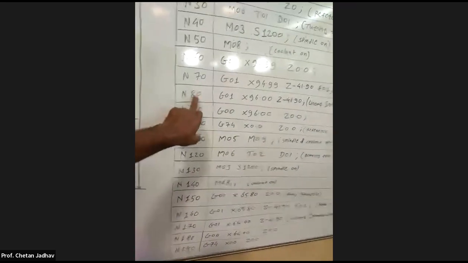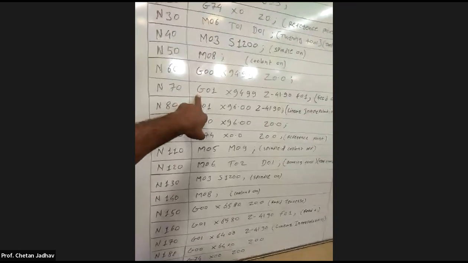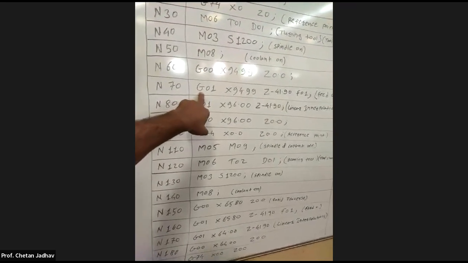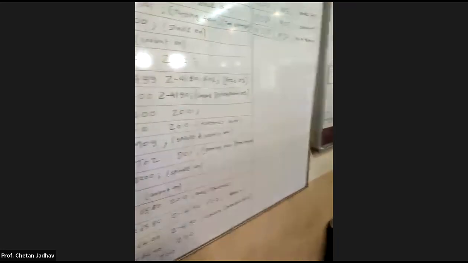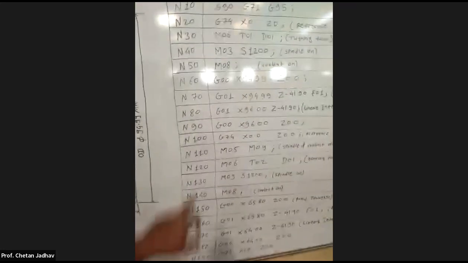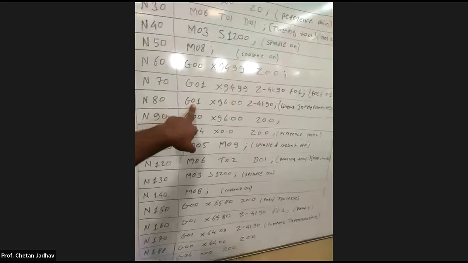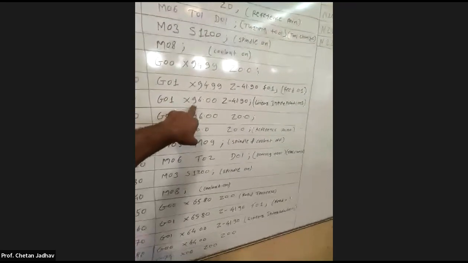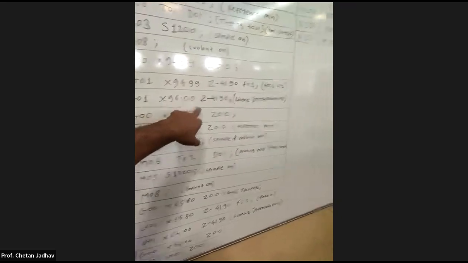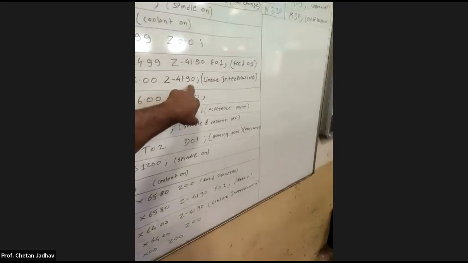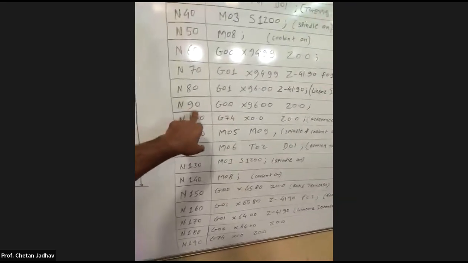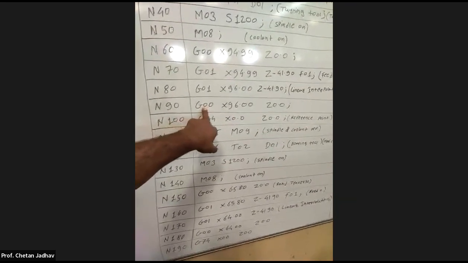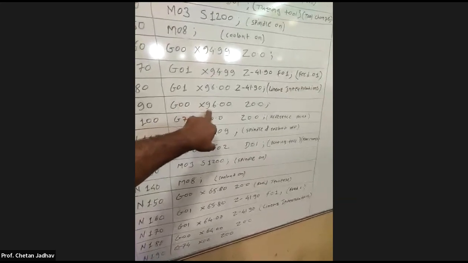नेक्स्ट ब्लॉक काय? N70 G01 लिनियर इंटरपोल्युशन X 94.99 पहिला पॉइंट, Z डायरेक्शनला -41.90, फीड रेट व्हॅल्यू 0.1 सेमिकॉलम. हा ब्लॉक पूर्ण झाला. म्हणजे त्या ब्लॉक मध्ये काय केलं आपण? टूलची मुवमेंट लिनियर घेतली, एक्स चा कोऑर्डिनेट दिला, झेड चा दिला आणि फीड रेट व्हॅल्यू दिली. नेक्स्ट N80 अगेन लिनियर इंटरपोल्युशन, एक्स कोऑर्डिनेट चेंज झालाय बघा, 96 Z 41.90. नेक्स्ट N90 G00 रॅपिड ट्रॅव्हर्स केलंय परत N96 ला आणि झेड ला 0.